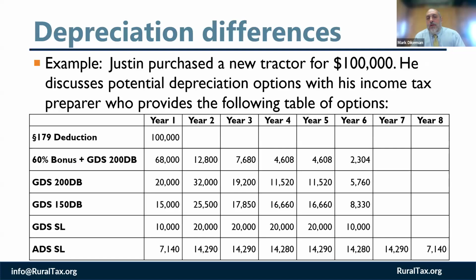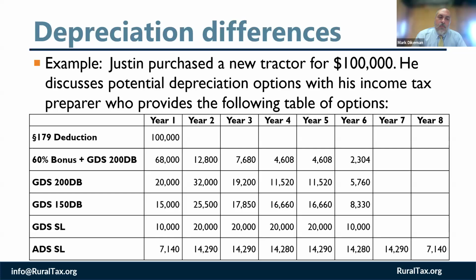So I put together a table to highlight the differences. And one thing I didn't mention earlier that I intended to, when we talk about different depreciation methods, when we talk about bonus or Section 179, we're not changing the total depreciation that will be taken over the life of that piece of property. Instead, we're changing the timing.